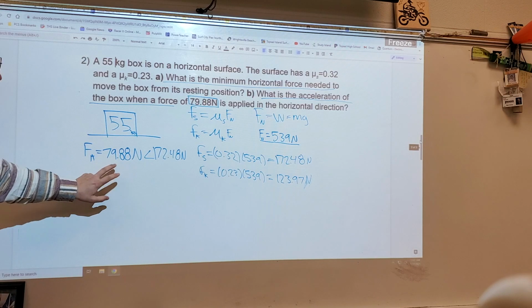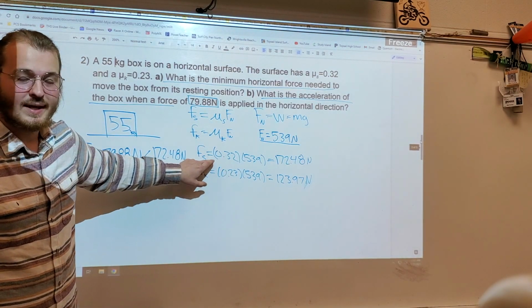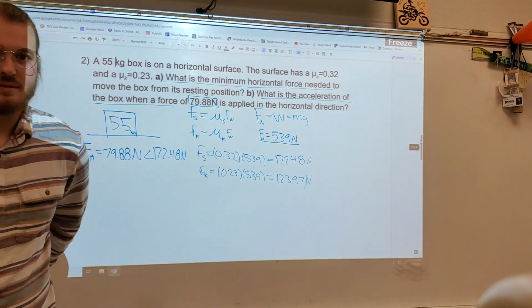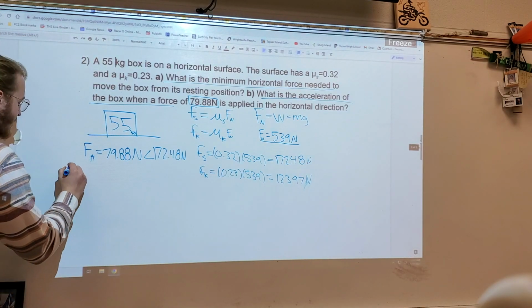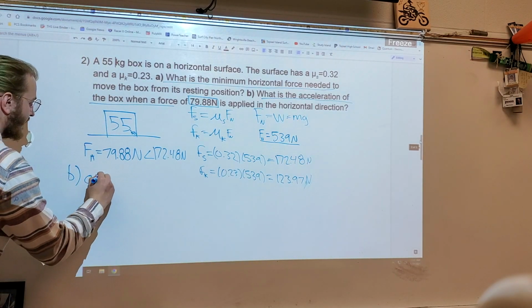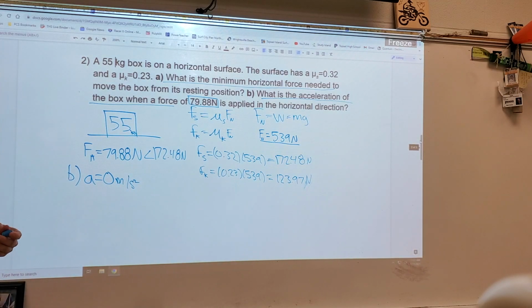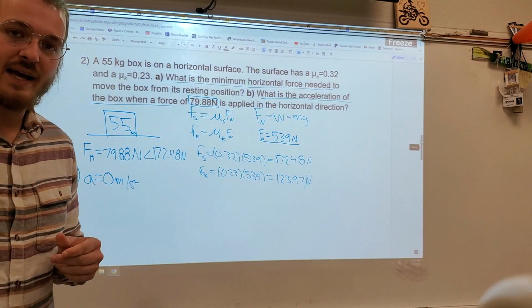If our box cannot overcome the static friction force and it doesn't move, what is the acceleration? Acceleration is 0. It has no acceleration. A is equal to 0 meters per second squared. It has no acceleration because it can't overcome the static force.